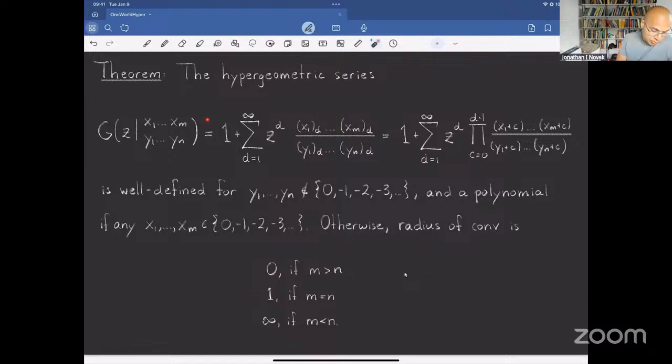If the number of upper parameters and lower parameters are perfectly balanced out, m equals n, then you get radius of convergence equal to 1, just like in the geometric series. And if the number of lower parameters exceeds the number of upper parameters, then the radius of convergence of this series is infinite, as in the exponential series, for example. And so there's this simple rule of three, which says that the radius of convergence of any hypergeometric series is either 0, 1, or infinity. And it really just depends on the difference between the number of upper and lower parameters and not on their values at all.